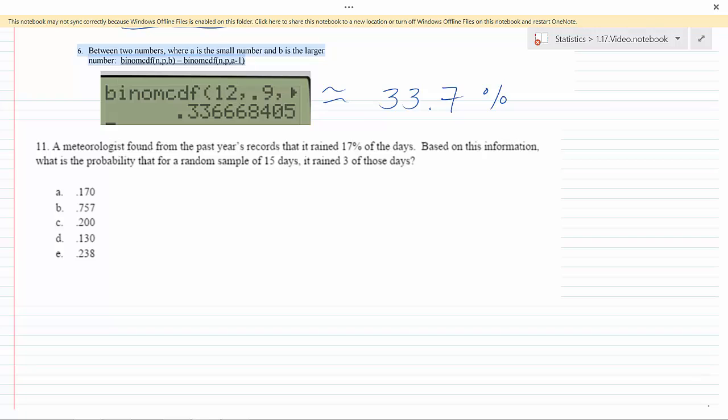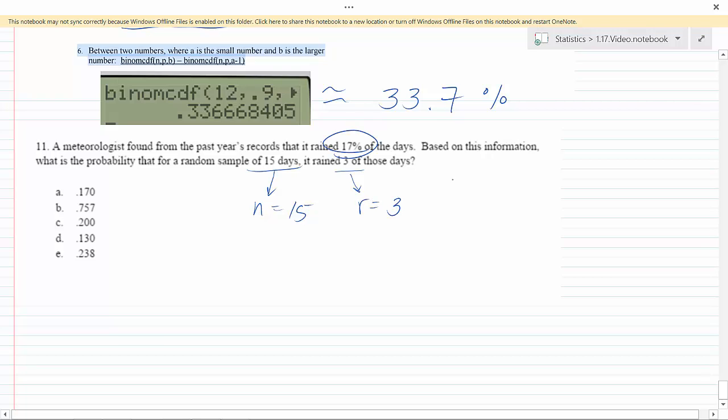Alright, in number 11, a meteorologist found from the past year's record that it rained 17% of the days. Based on this information, what is the probability that for a random sample of 15 days, it rained 3 of them? So again, I'm going to identify this as binomial. The 15 days is our n, the 3 is our r, and we have a probability of success of 0.17. So we're calling success that it rained.